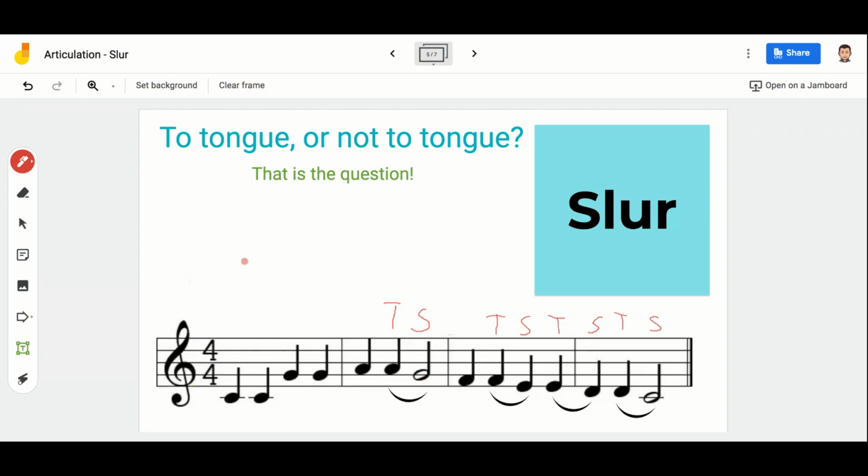So here's the whole song now with the slurs. Kind of biffed the last one, but you can hear how it groups them together. So these two notes now sound really connected to each other because they are, right? Because I played them without a tongue. There was no separation. It was just one note straight into the next note.